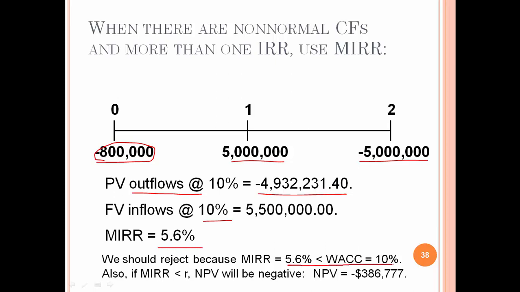5.6% is actually lower than the WACC of 10%, so we should reject the project. This is consistent with the decision we make based on the NPV criteria. Remember, NPV is negative, so we also want to reject the project based on the negative NPV.